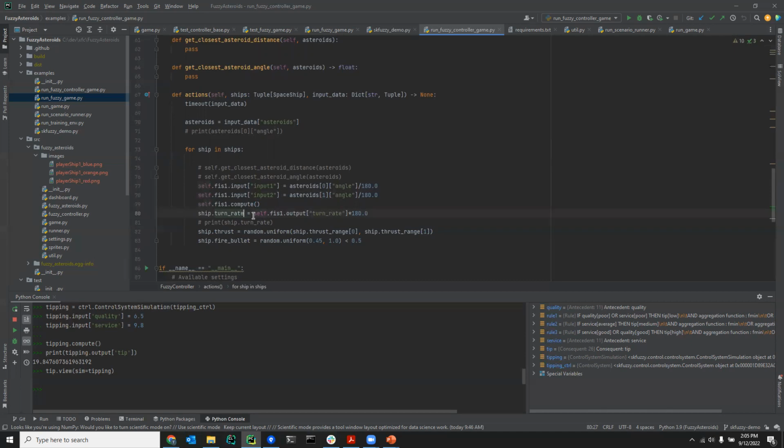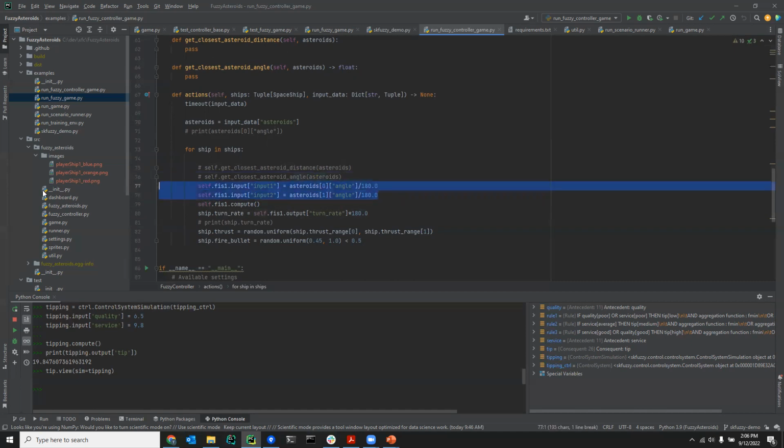So our turn rate is the output from this FIS, which is based on inputs being angles of asteroids, but they could be anything else. You know, they could be, let's say that we were calling our get closest asteroid distance and get closest asteroid angle.